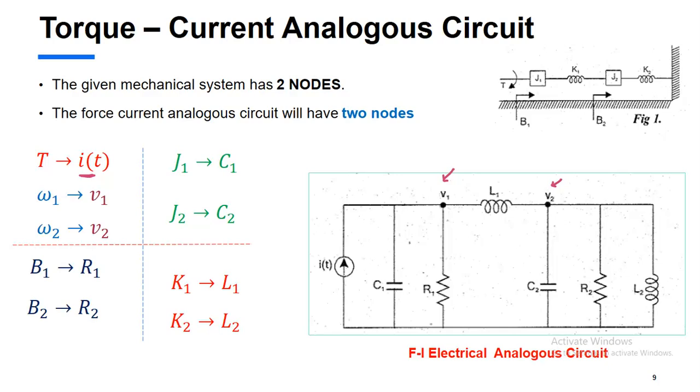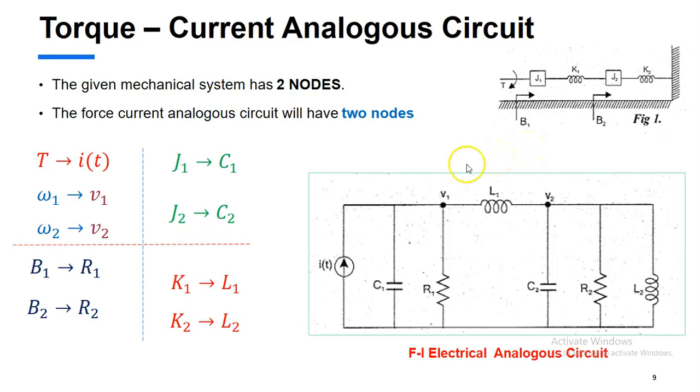In the first node, J1, we have an input torque, so we have a current source I of t. J1 is represented by C1, B1 is represented by R1. All the elements should be connected in parallel. K1 appears between two J's, so here it should appear between the two nodes. K1 is represented by L1. J2 is C2, B2 is R2, K2 is L2. This is how we have to draw the torque-current analogous circuit.